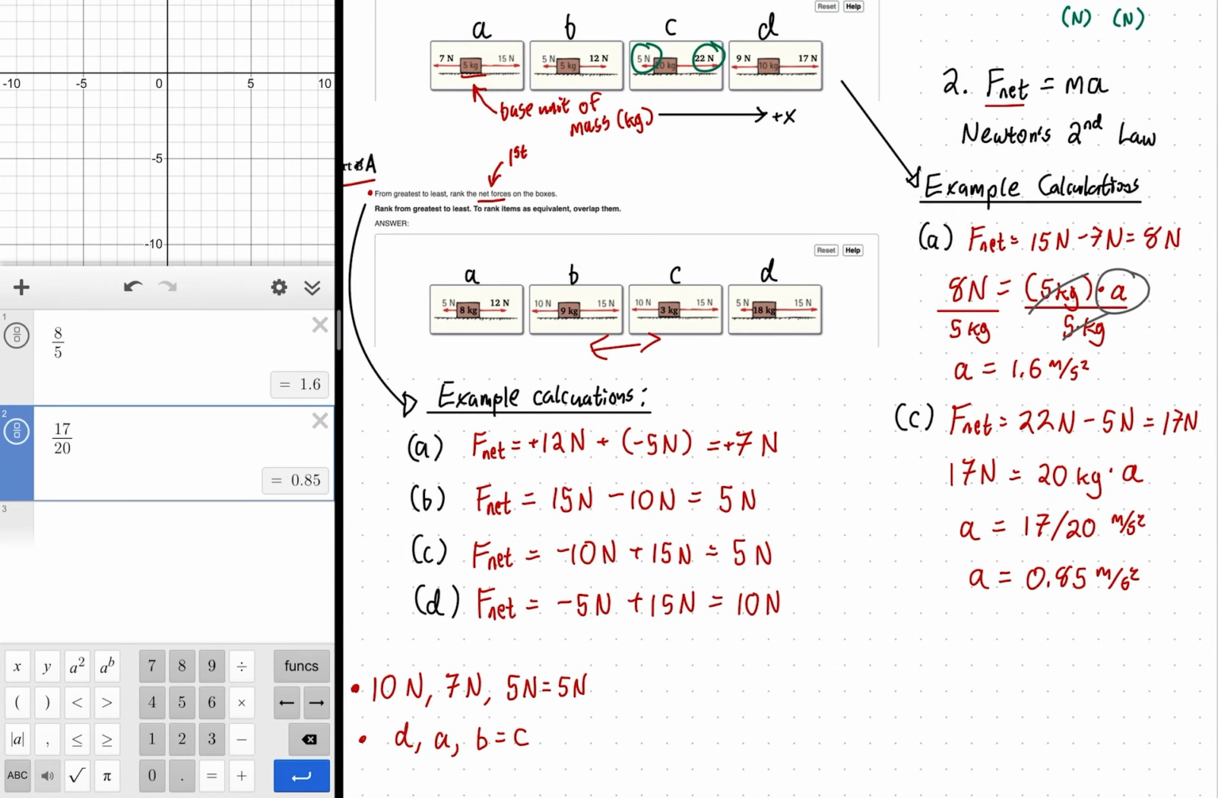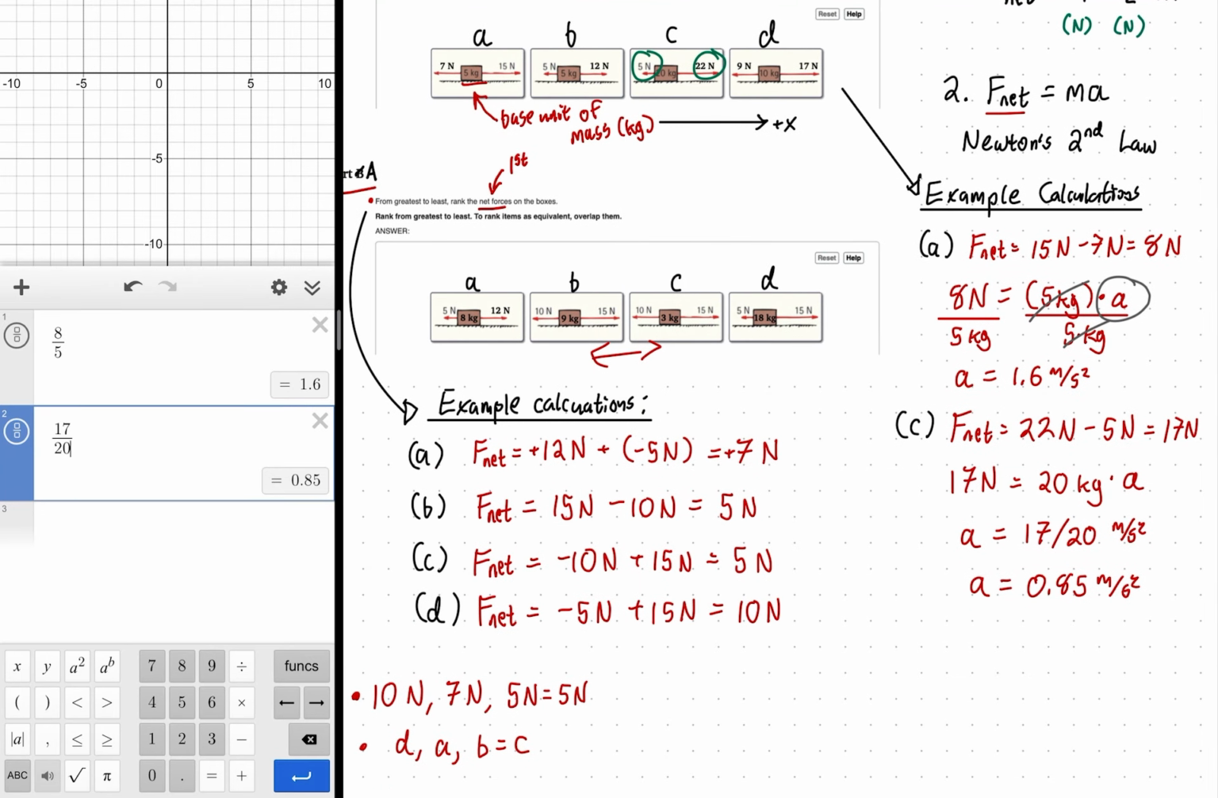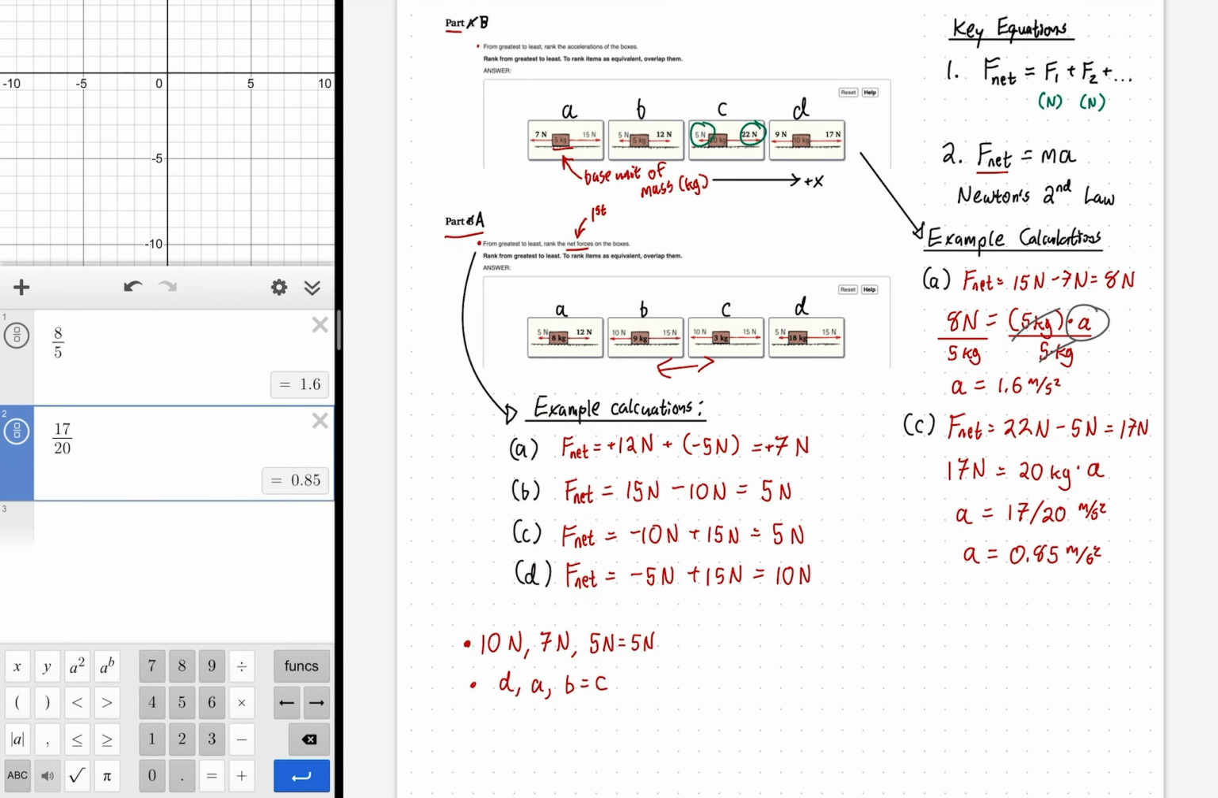And so if we're going to rank these, we would say that the acceleration of the figure all the way over on the left is actually greater than the acceleration of the one that I called lowercase c.